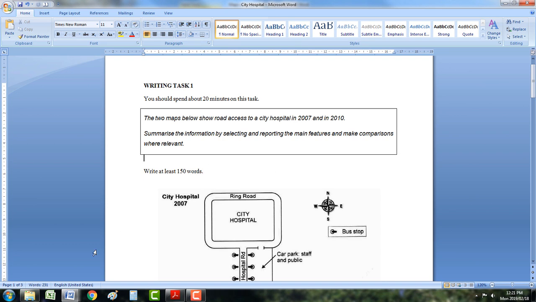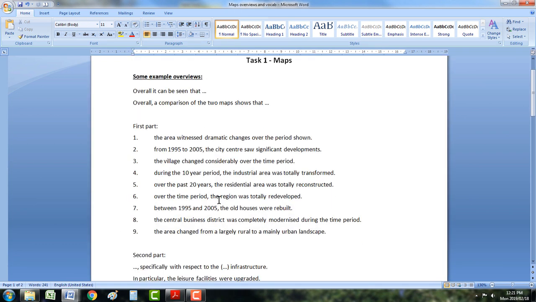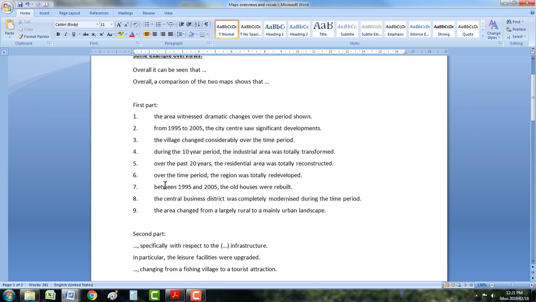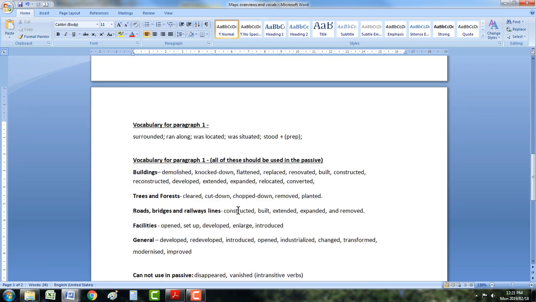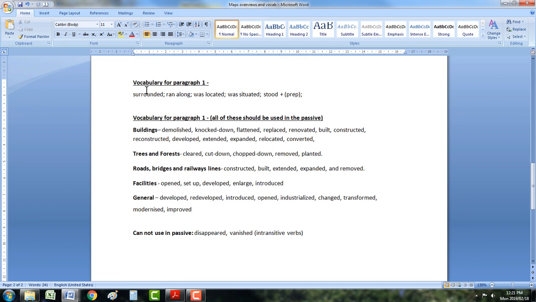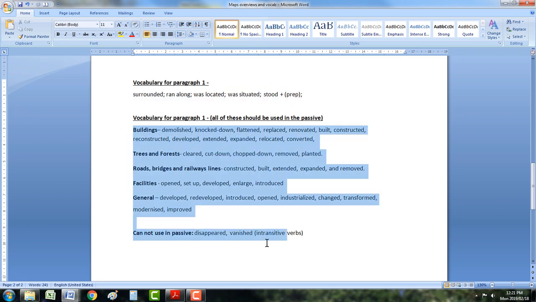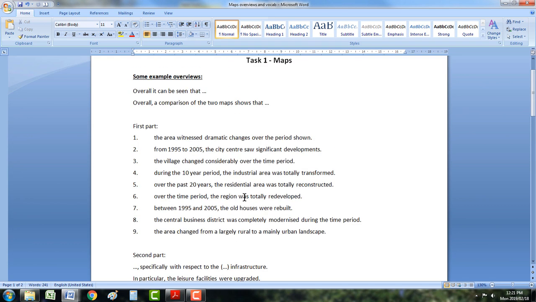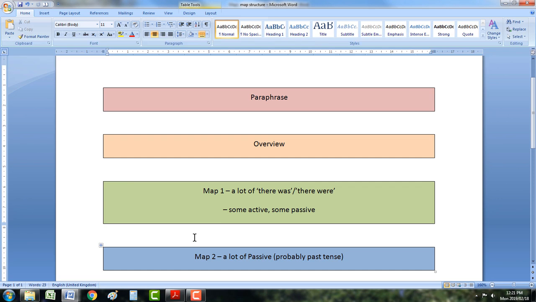Right, then I'm going to also attach this document, which is some overviews and some vocabulary for maps. You'll see when we do the overview, there's two parts, a first part and a second part. Then with the two paragraphs, I'll explain all of this later. This is all about where something is, and this is all about how something changed. But you'll understand all of that once I start doing the map. The main point I want to make in this video is just the basic structure.